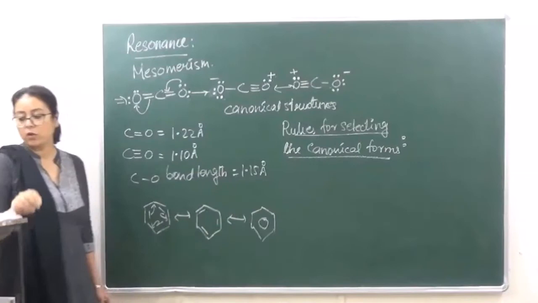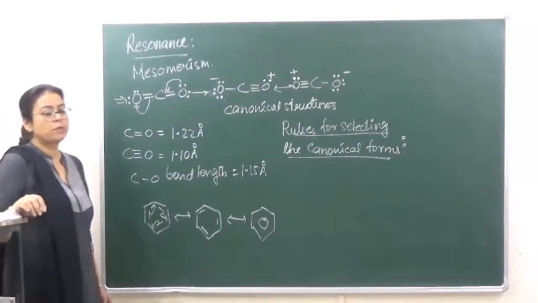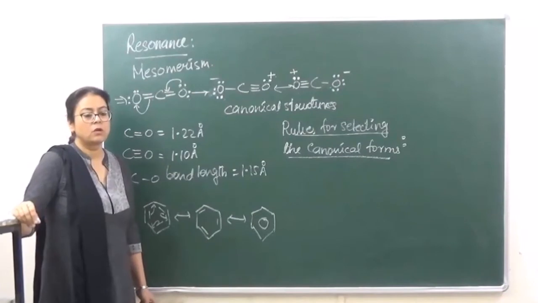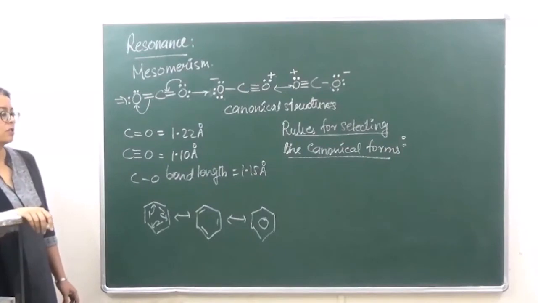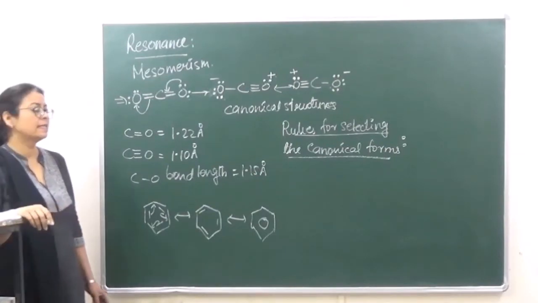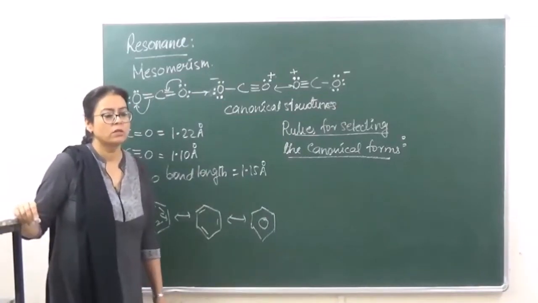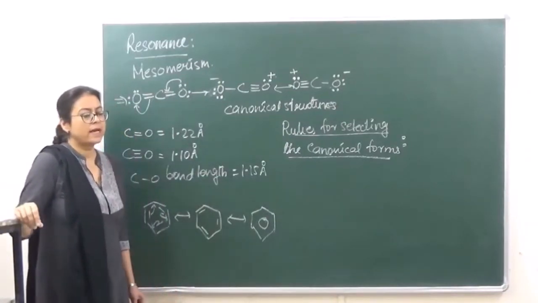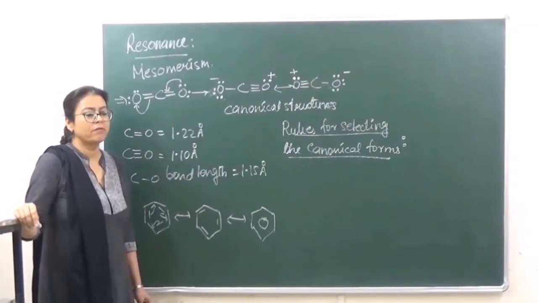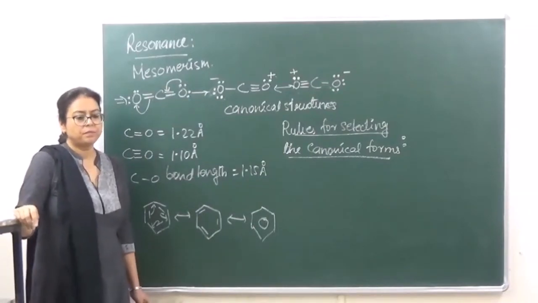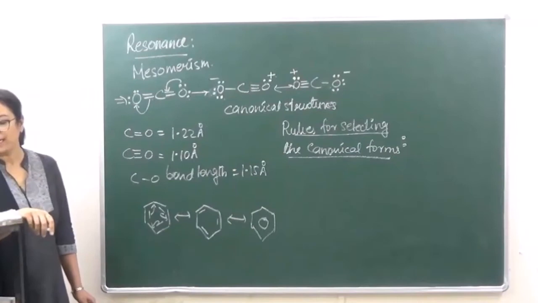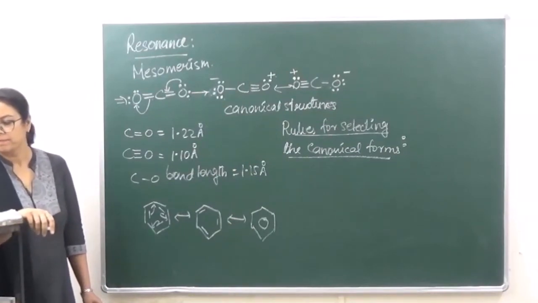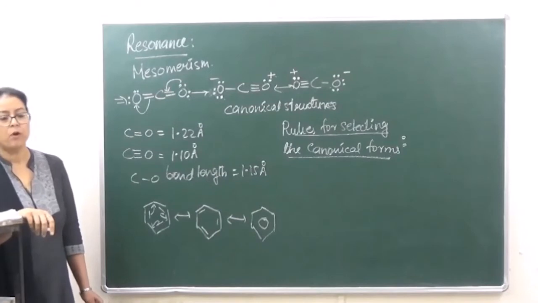ठीक है? Number 3 लिखो. The contributing structures should be such that the negative charge resides on the more electronegative atom and positive charge on the more electropositive atom.